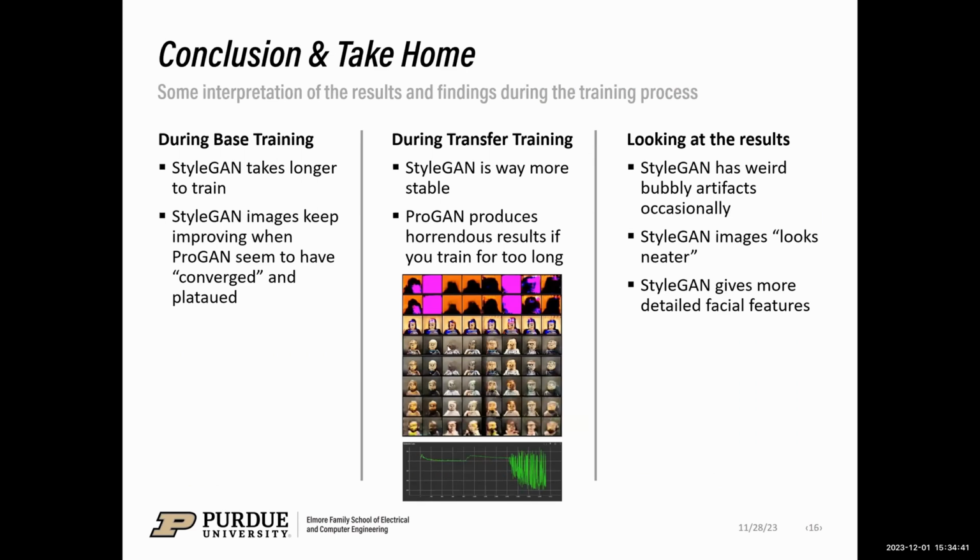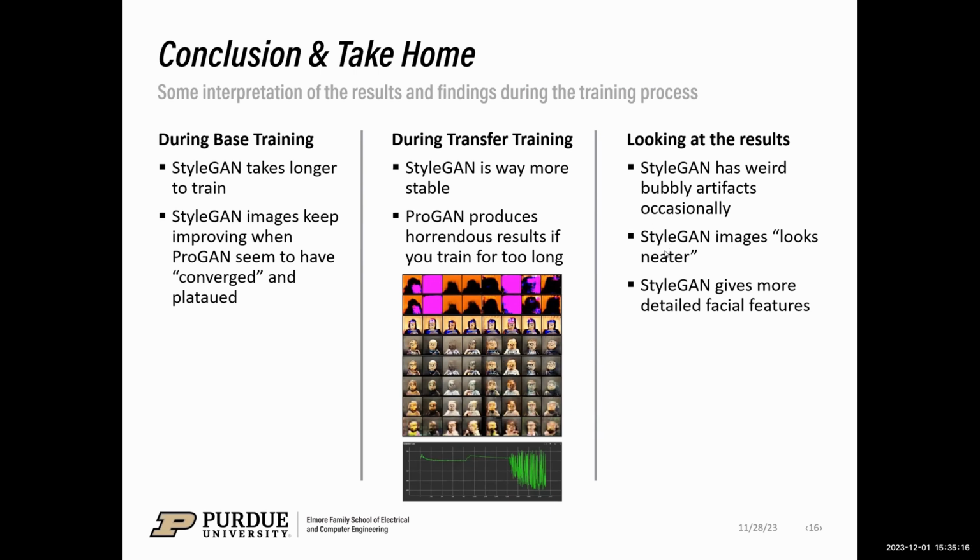Now, finally, so what have I learned? During the base training, StyleGAN takes longer because it's a more complicated model, but it seems to have a higher potential, meaning better quality, even though it takes longer to train. And during the transfer learning stage, StyleGAN is more stable. And somehow when I train ProGAN for too long, you get something like this. So yeah, I don't really know what's the cause of it, but that's what I get.